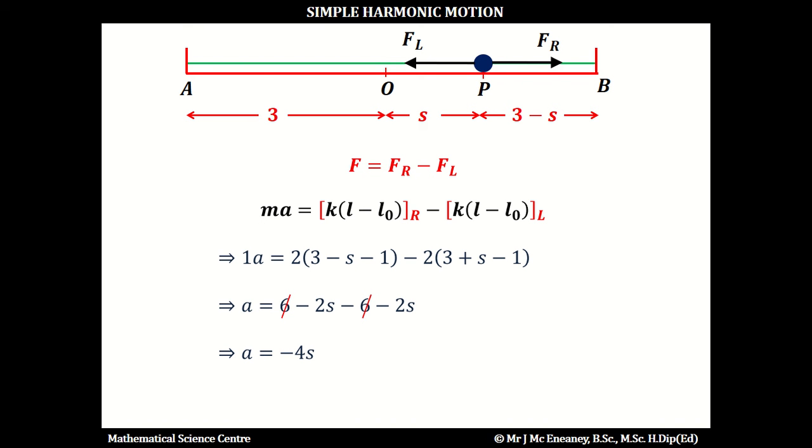And since the acceleration does equal minus a constant times the displacement, this means this particle does execute simple harmonic motion with omega equals 2. Omega squared is 4, so omega is 2. Next of all, if we want to calculate the periodic time, T is 2 pi over omega, so this means T is going to be 2 pi over 2, which is just pi seconds.